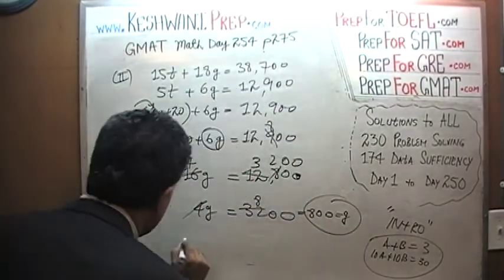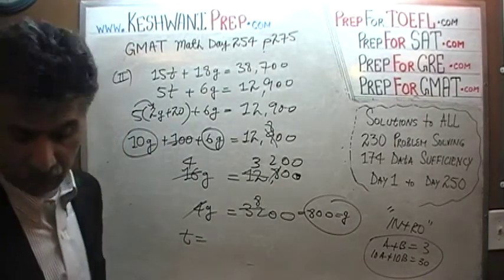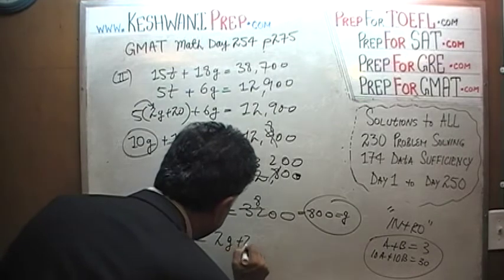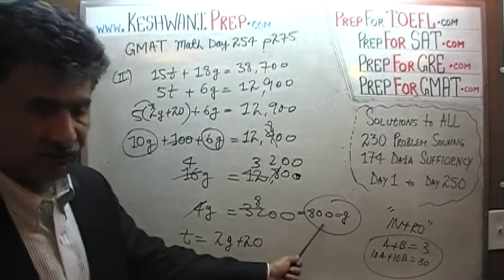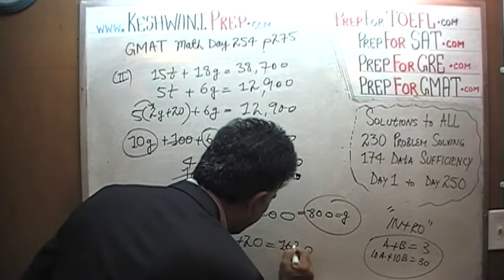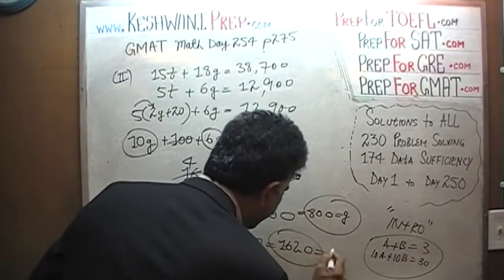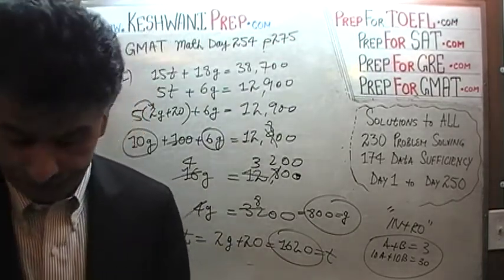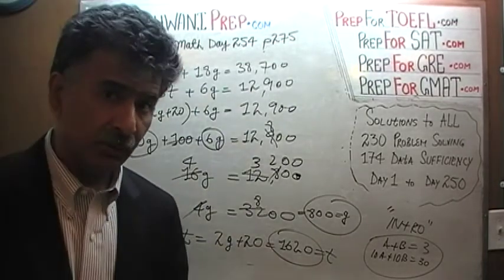G equals 800. T, we were told, is 20 more than twice the number. Twice 800 is 1600, and 20 more, so it's 1600 plus 20. Very good, there's your T. That's it. But we didn't have to do this for the real exam. Do you understand? I'll see you tomorrow, okay? Bye now.